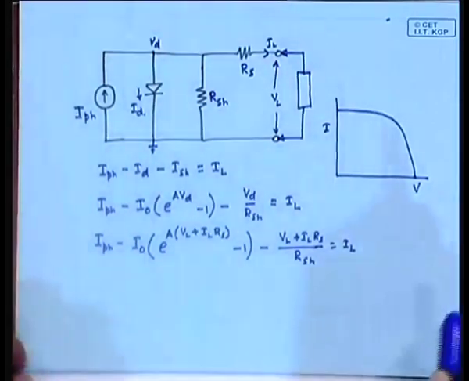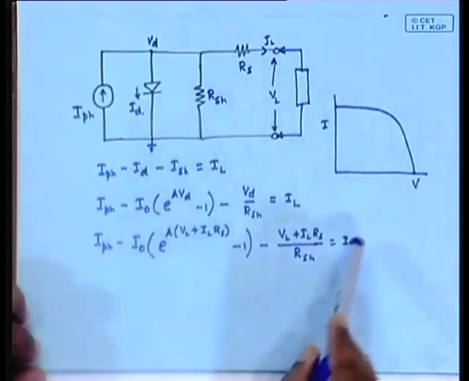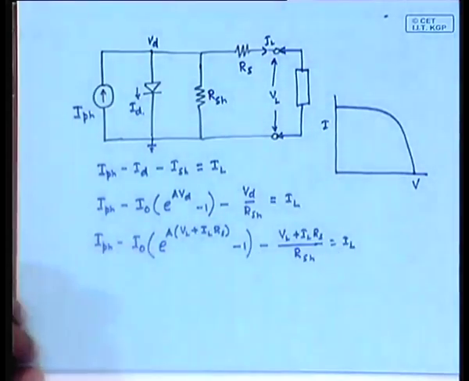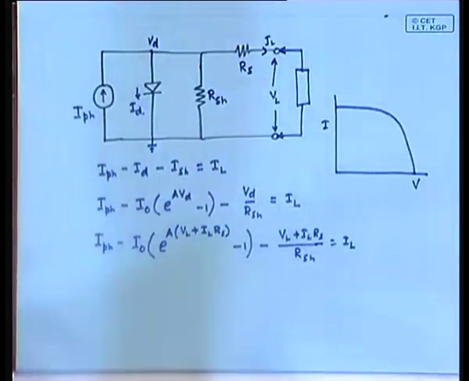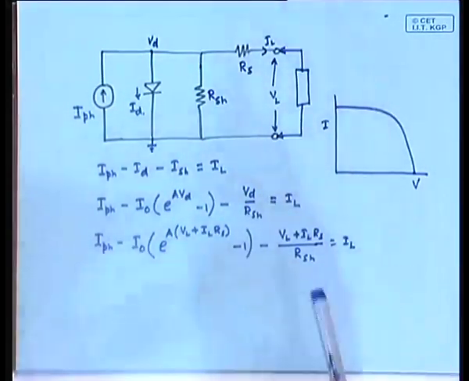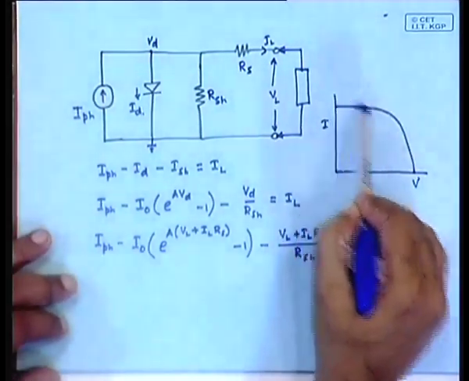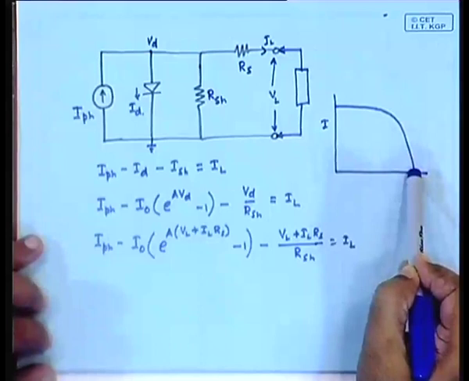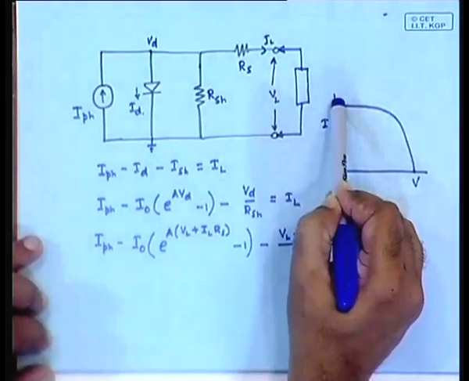Now, exactly what are the effects of these two? Let us try to figure it out. Here is the equation that ultimately leads to this curve. If I ask you where is the effect of RS manifested, can you tell from the equation? From common sense, as you go on this curve, what is happening? Here is the high value of the voltage and low value of the current, and here is the low value of the voltage and high value of the current.